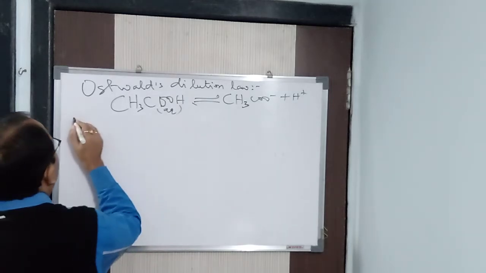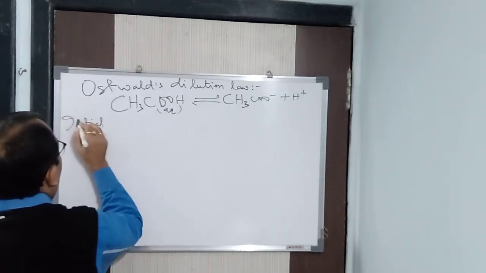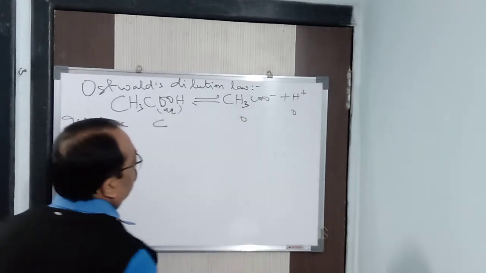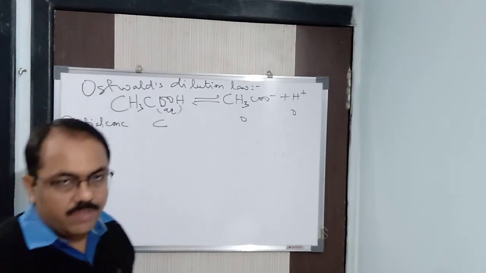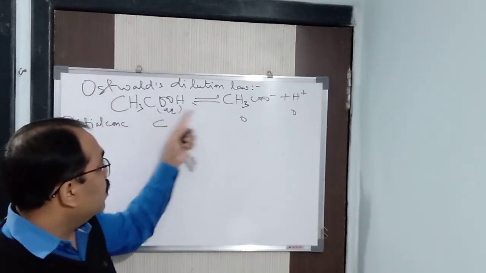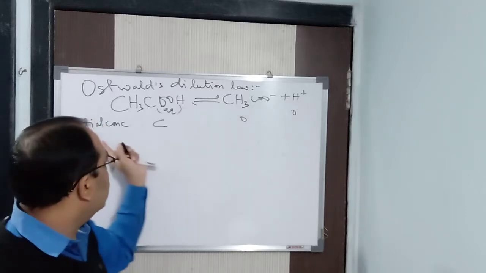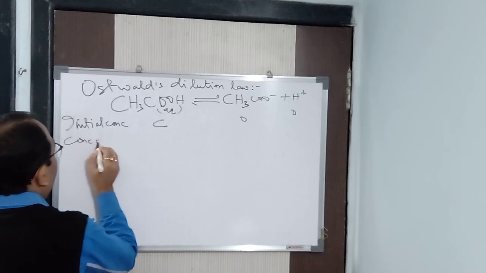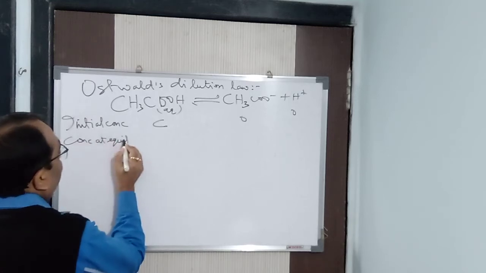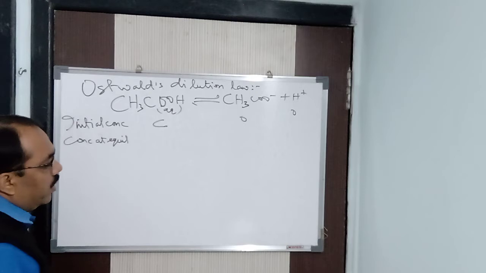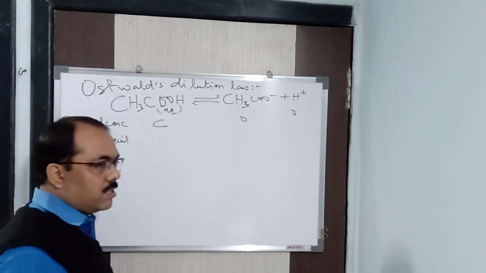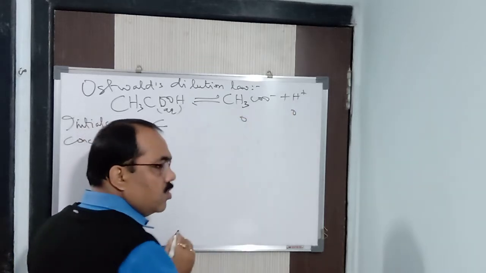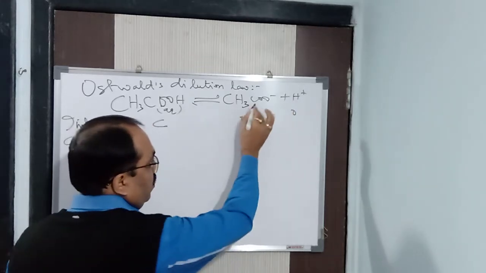So initial concentration: this is C, this is 0 and this is 0. When we start the reaction, then only acid is present, and the products are not there. Initially means when we have started the reaction. Now, next is concentration at equilibrium. Before calculating it, we need to discuss whether it dissociates or not. Yes, it dissociates to CH3COO minus and H plus.